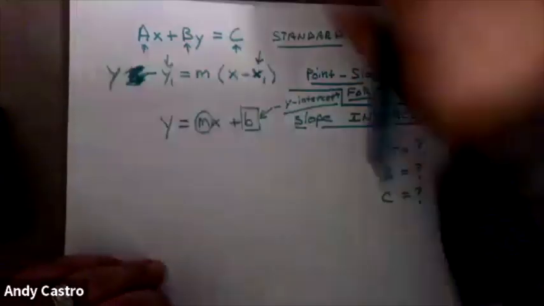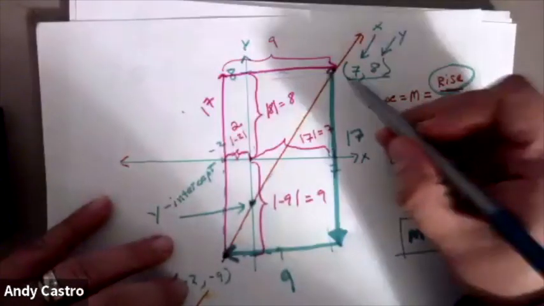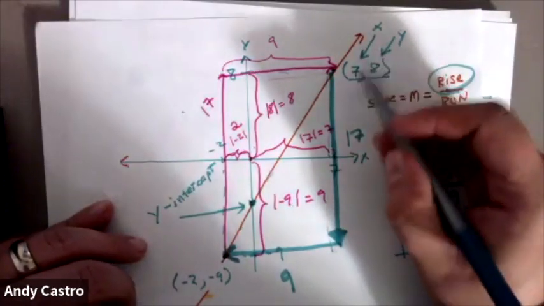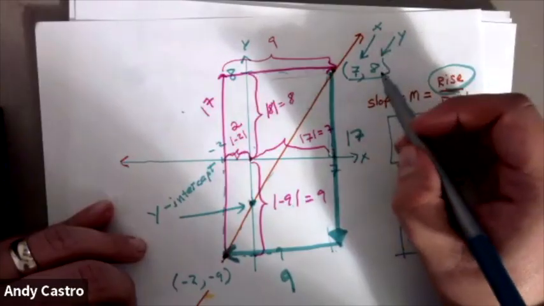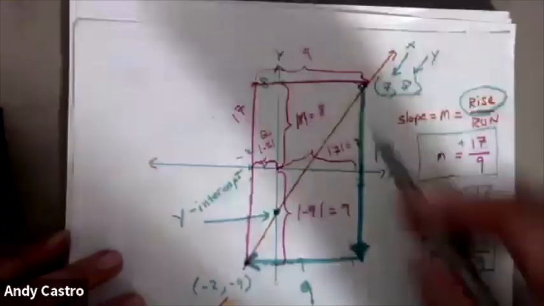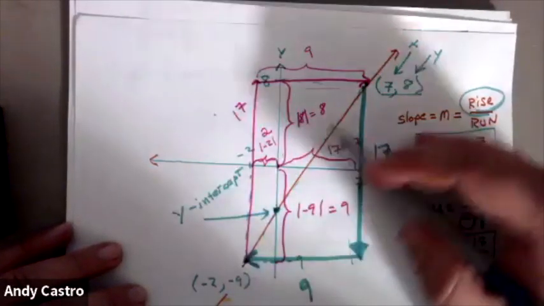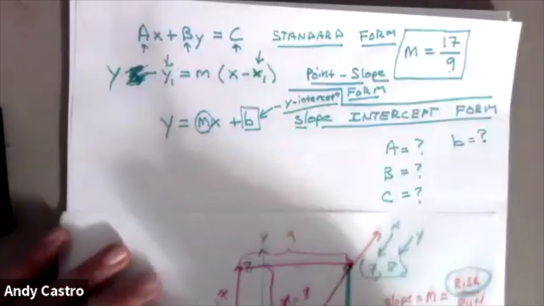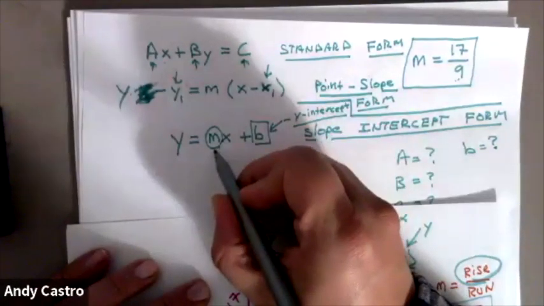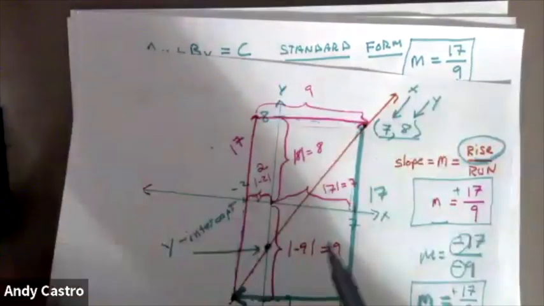I can take one of my points, either -2, -9, or 7, 8. And it doesn't matter which one. So I'm going to choose 7, 8. 7, I'm going to plug in for x. 8, I'm going to plug in for y. Now, a few quick things. This line, no matter what points I choose on it, has a consistent slope. So when we put these equations with their actual values, the slope will never change and the y-intercept will never change for this line.